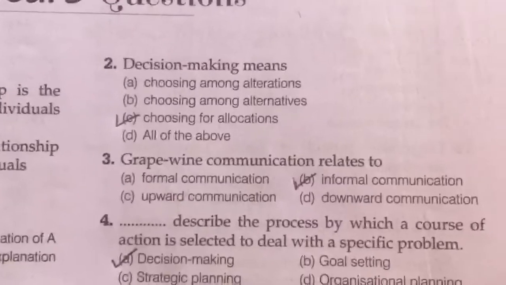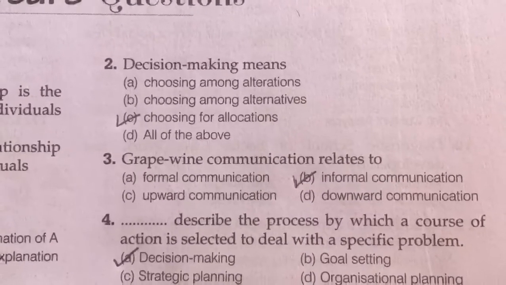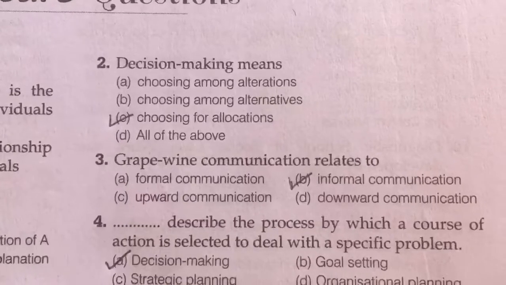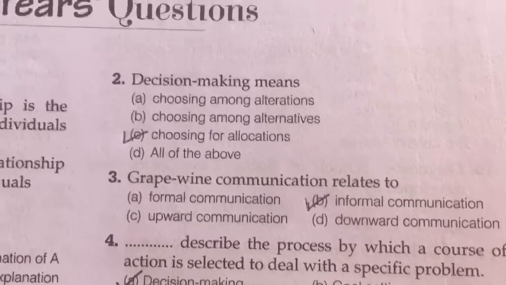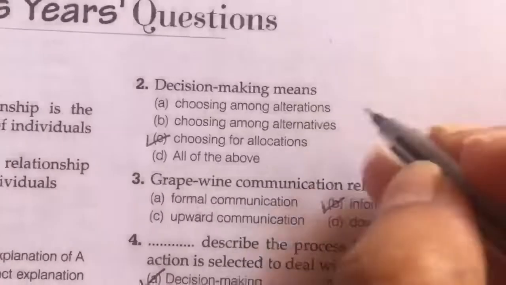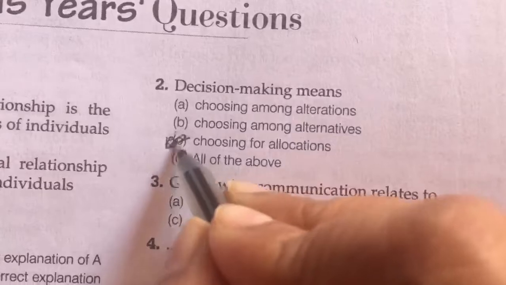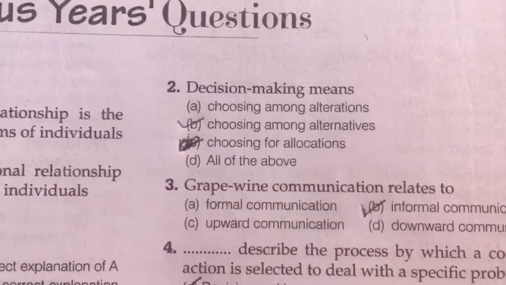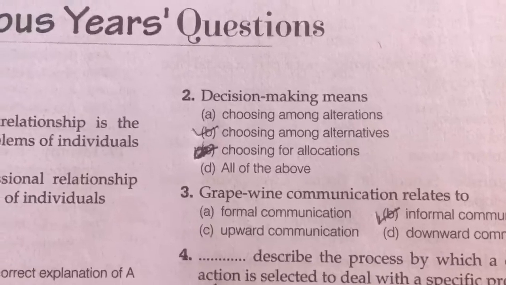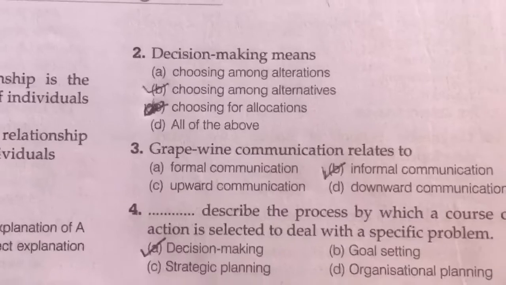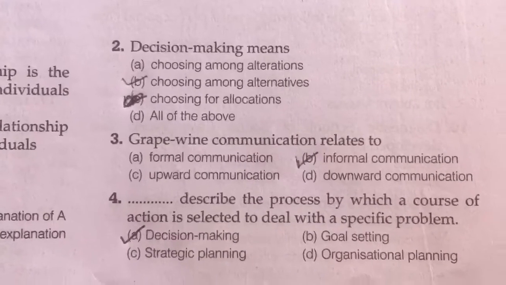Next question is, decision making means A, choosing among alterations, B, choosing among alternatives, C, choosing for allocations. The correct option is choosing among alternatives. So decision making is all about choosing from whatever options we have. So the correct option is B, choosing among alternatives.